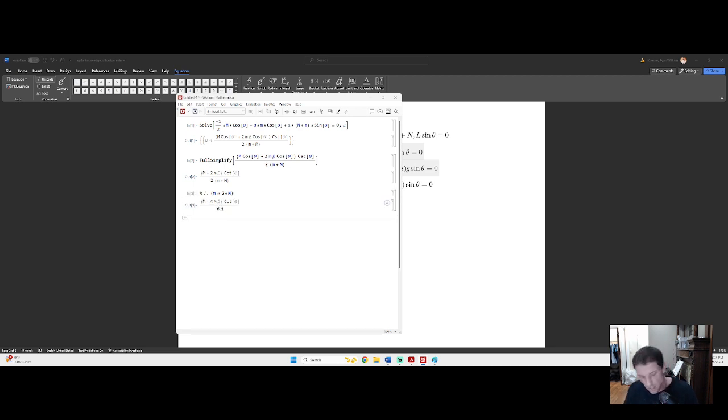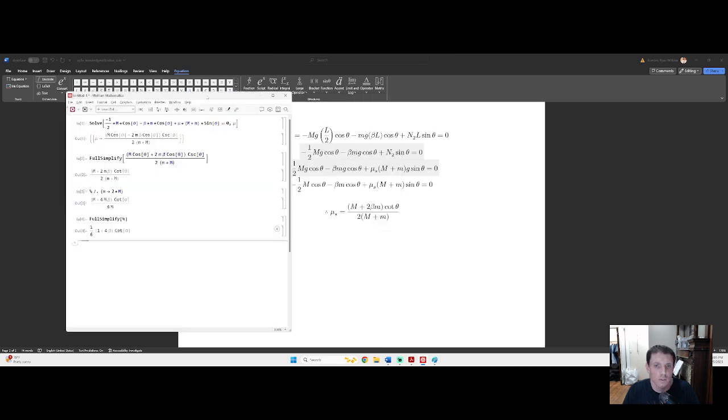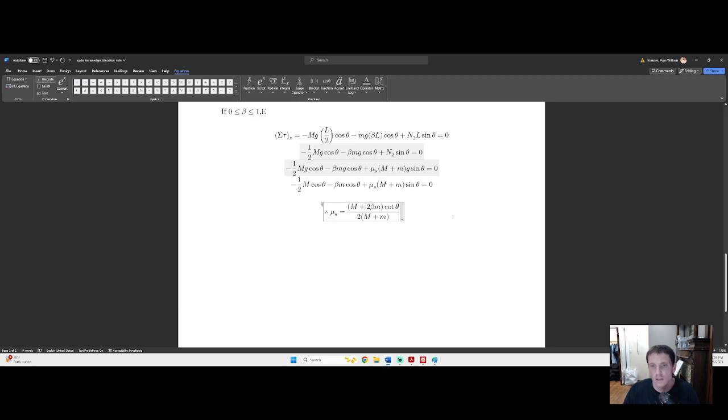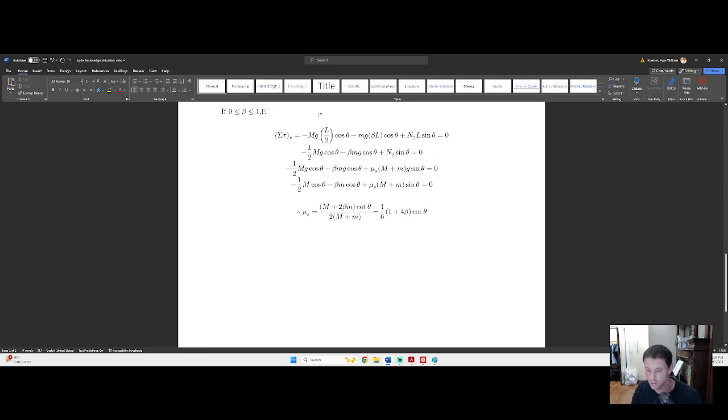Then we get this, and then I'll have it simplify this, even though probably everybody can see that the masses will cancel out. And then we get this nice result, which is, I'll write it exactly as Mathematica wrote it, 1/6 plus 4 times beta times the cotangent of theta. And this is just a number, right? Well, I mean, beta, again, we could say it varies between 0 and 1, but it's just a pure number.